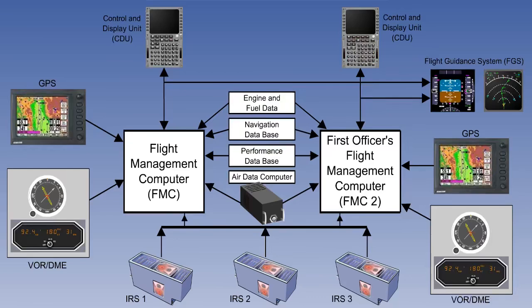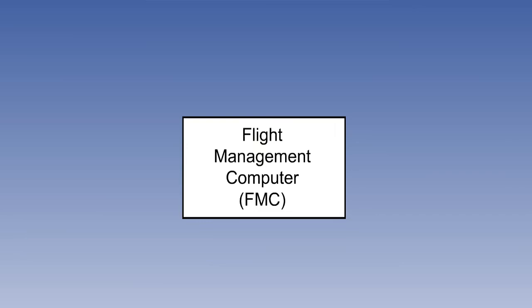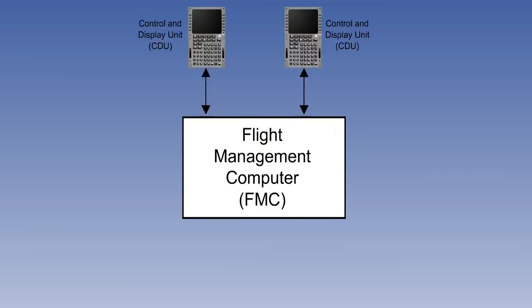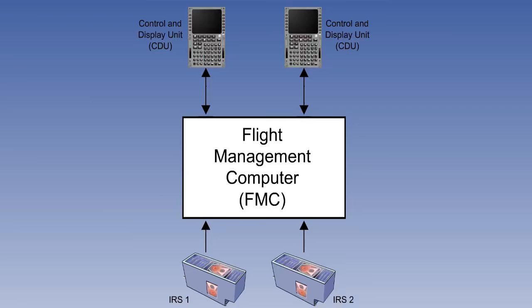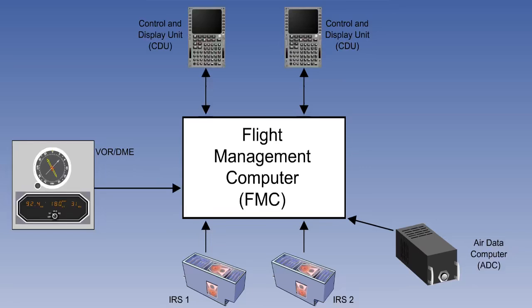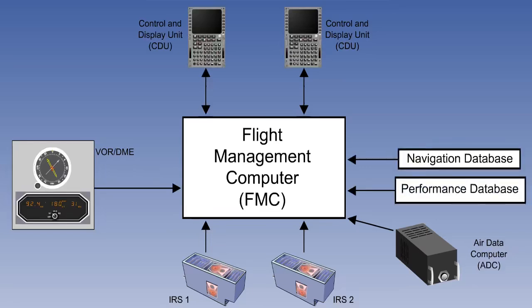Let's summarize this lesson. The flight management system is designed to provide continuous automatic navigation, guidance and performance management. They vary from type to type, but they all contain a flight management computer, a control and display unit, two or possibly three inertial reference systems, an air data computer, radio navigation inputs, navigation and performance databases, and inputs of engine and fuel data.